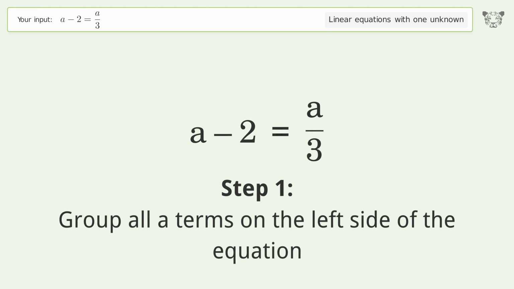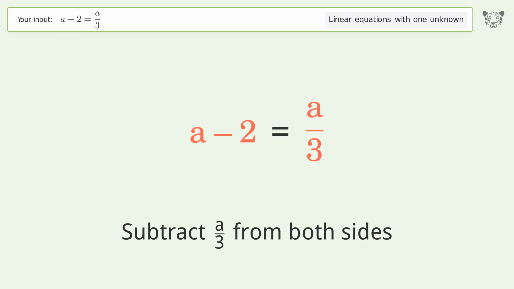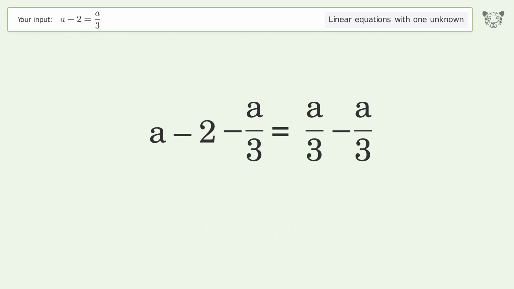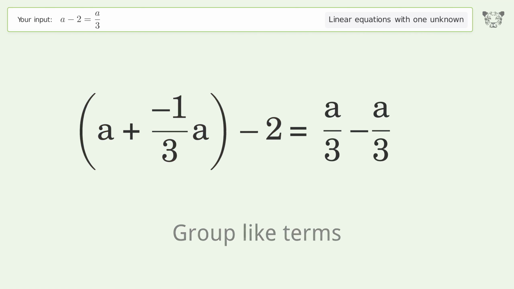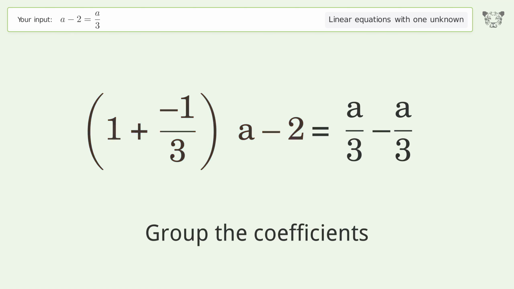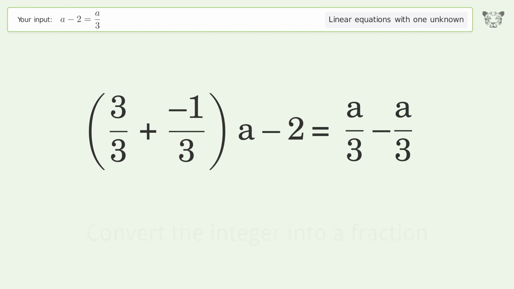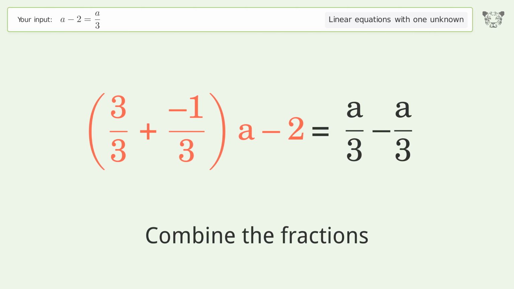Group all a terms on the left side of the equation. Subtract a over 3 from both sides. Group like terms. Group the coefficients. Convert the integer into a fraction. Combine the fractions.